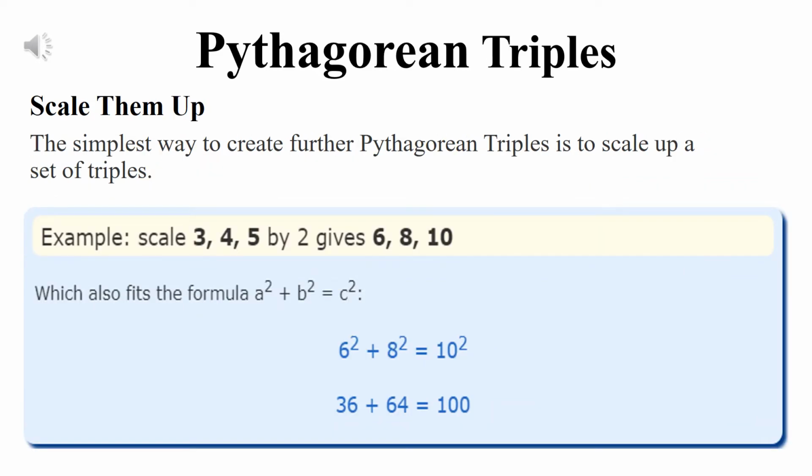Scale them up. The simplest way to create further Pythagorean triples is to scale up a set of triples. Example, scaling 3, 4, 5 by 2 gives 6, 8, 10, which also fits the formula a squared plus b squared equals c squared. 6 squared plus 8 squared equals 10 squared. 36 plus 64 equals 100.